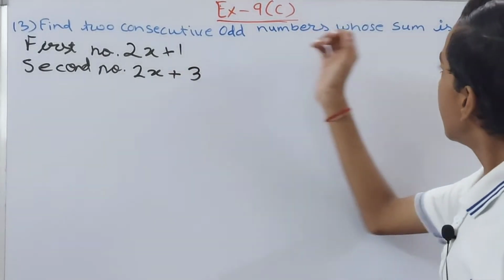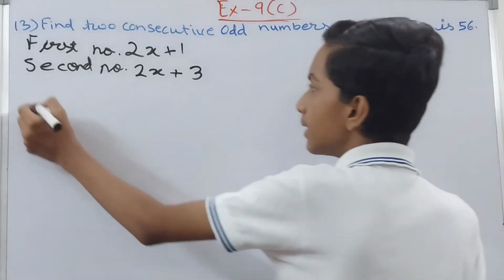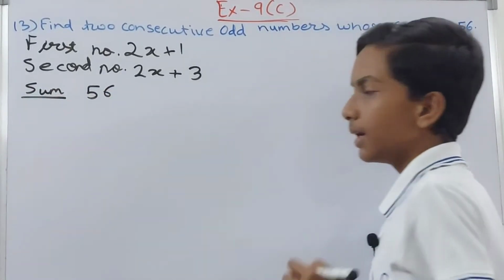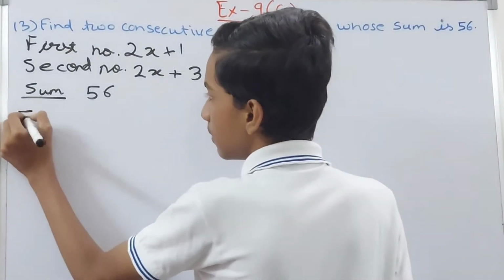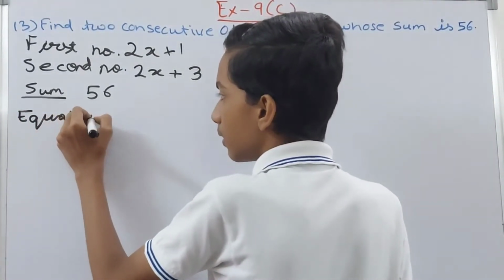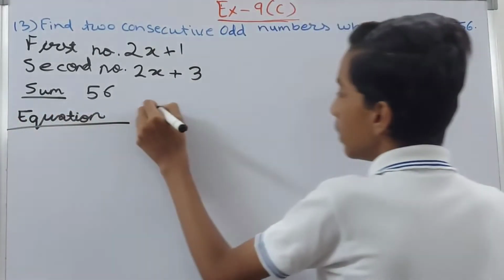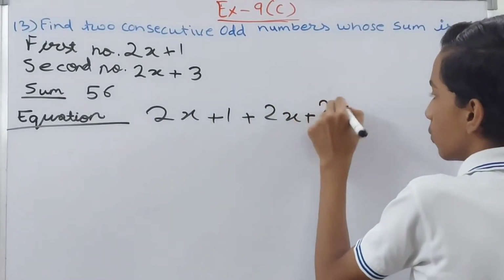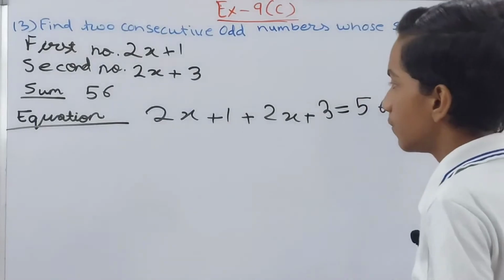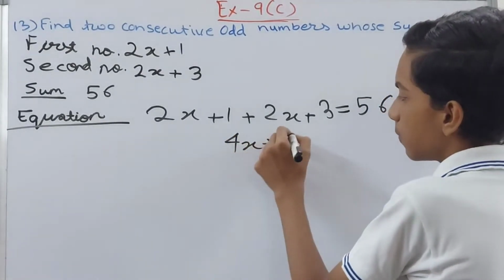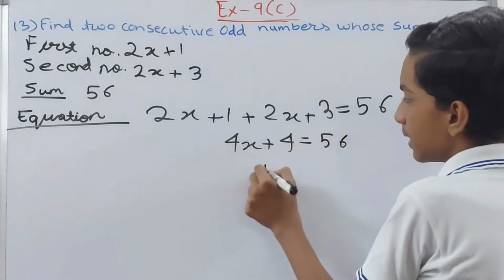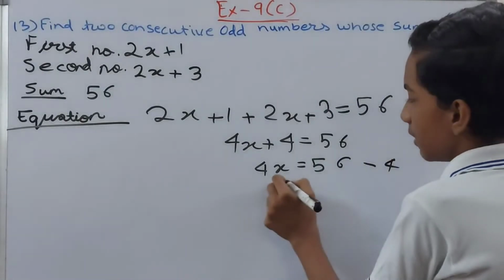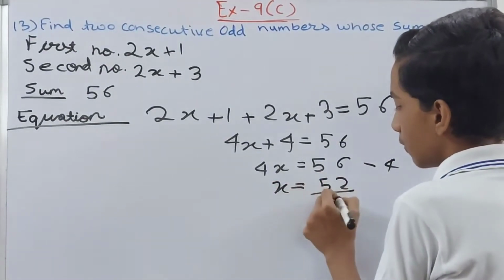So this is done, and their sum is 56, right? Now we will make our equation. So our equation turns out to be 2x plus 1 plus 2x plus 3 is equal to 56. So we get 4x plus 4 is equal to 56. 4x is equal to 56 minus 4, right? This will be x equals 52 upon 4, alright.